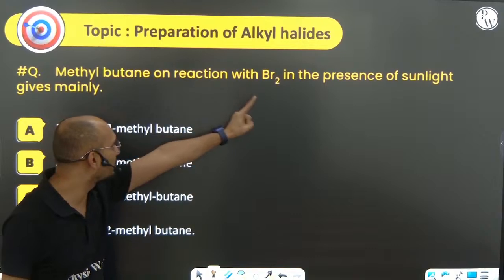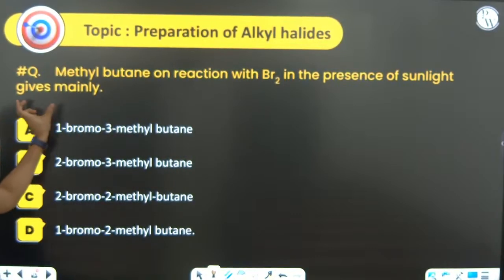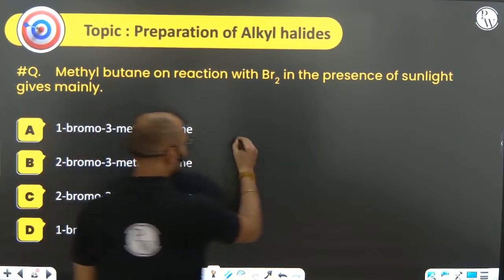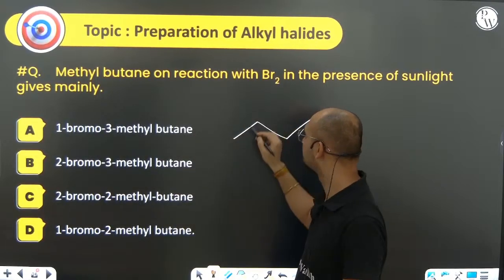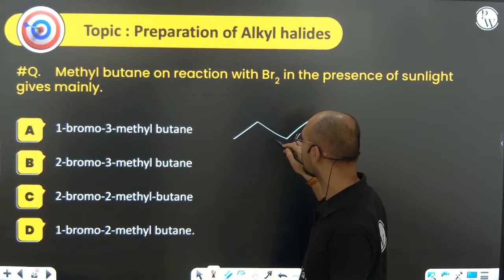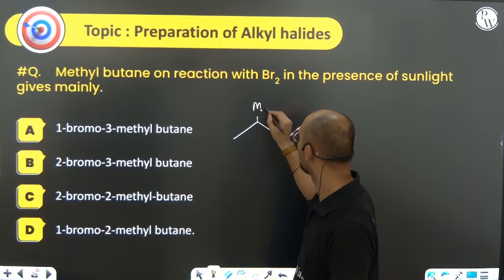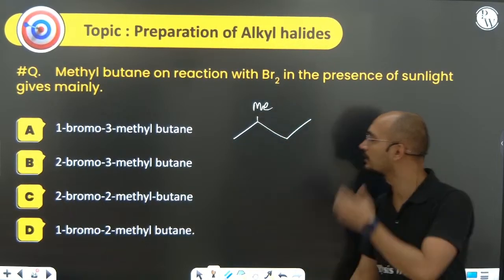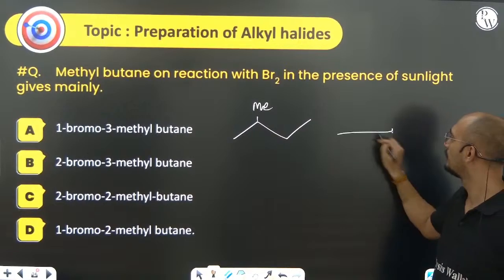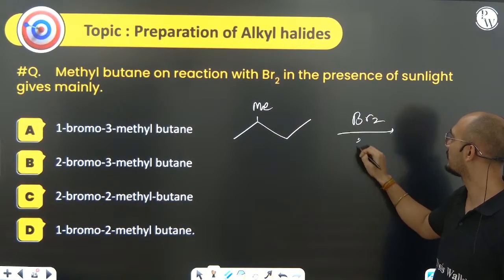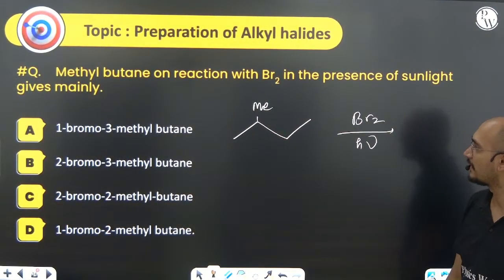Methylbutane on reaction with bromine in the presence of sunlight gives what? Just try to make this methylbutane. Okay, let's go. All the places are the same only. On reaction with Br2 in the presence of h nu, sunlight, it gives mainly what?